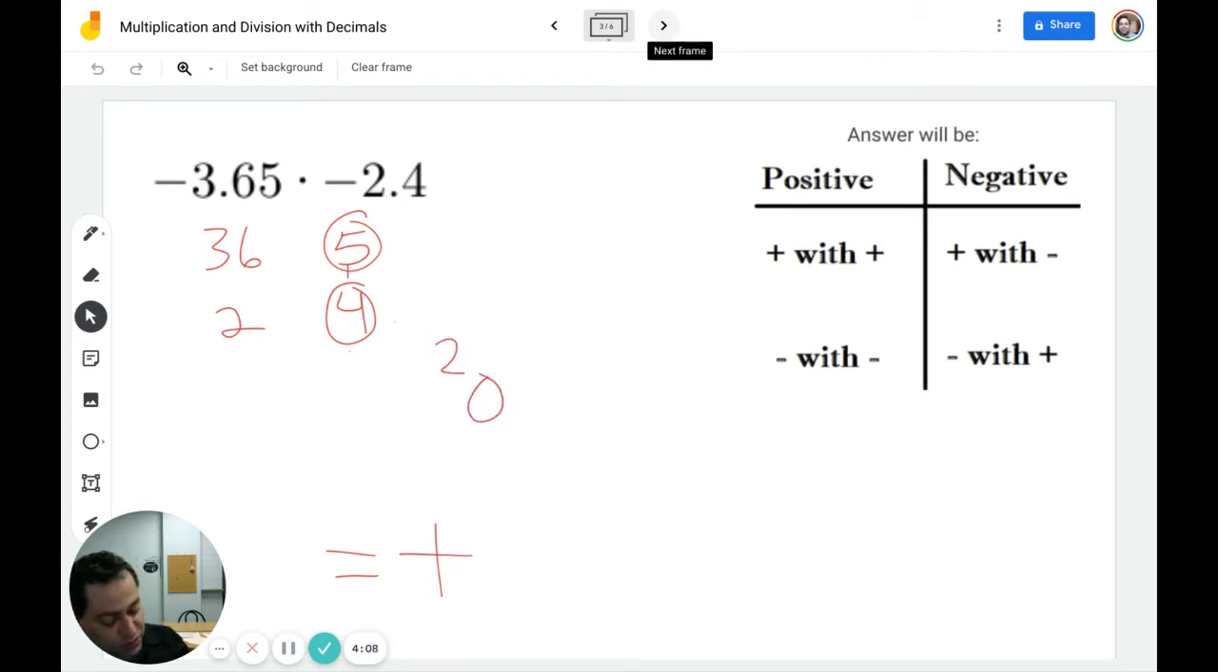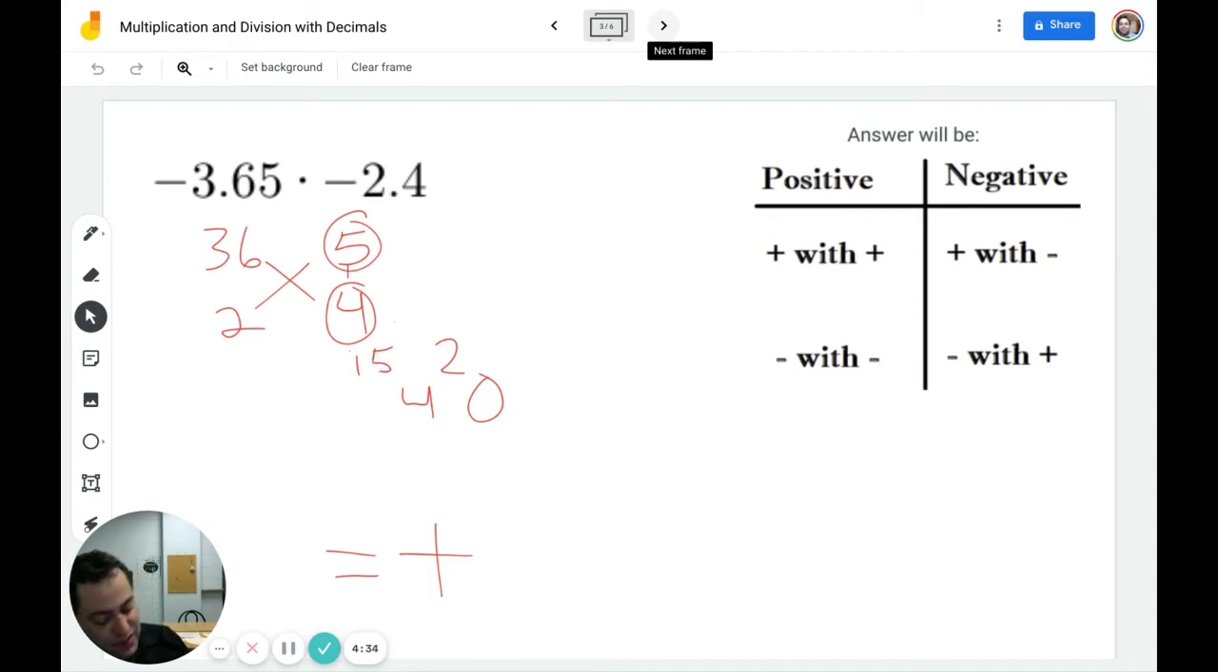Next, I'm going to cross multiply and add them up. So I have 5 times 2, that's 10. And then I have 4 times 36. So 4 times 30 is 120. 4 times 6 is 24. So 120 plus 24 is 144. And then 144 plus 10 is going to be 154. So I put the 4 and the 15 gets carried over.